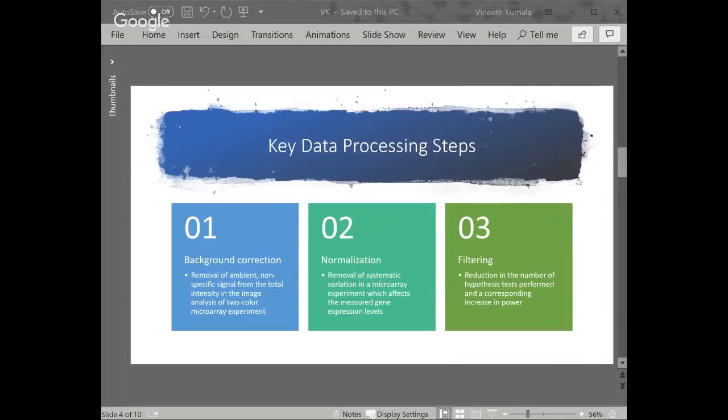So the key data processing steps that are generally used in microarray experiments are background correction, normalization, and filtering. So the background correction is nothing but removal of an ambient non-specific signal from the total intensity in the image analysis of a two-color microarray experiment. So basically what background correction does is subtract the background signal from the spot intensity to get a more accurate estimate of the signal from the spot. There are different types of background corrections, and one of them is the local subtraction.